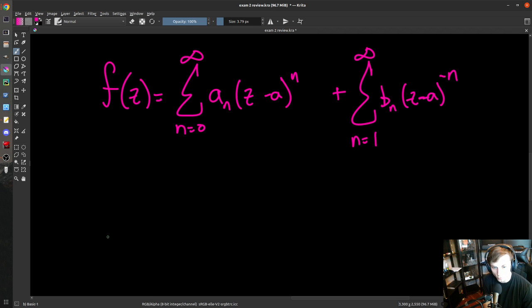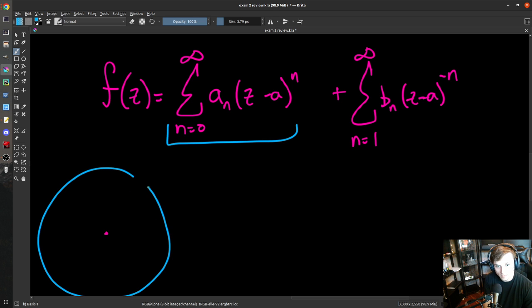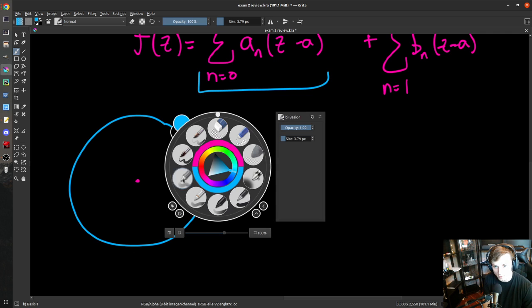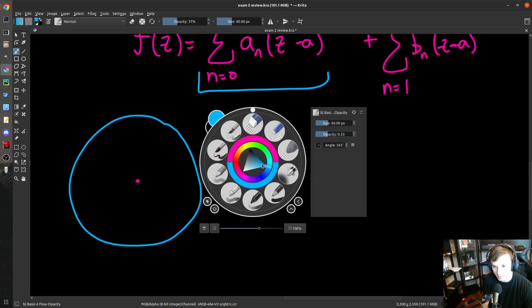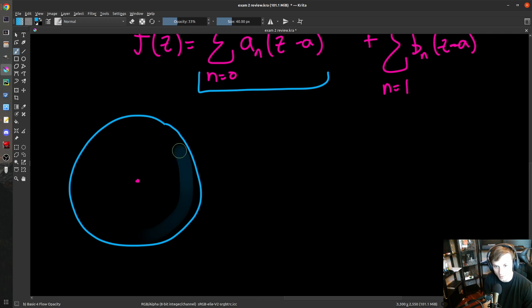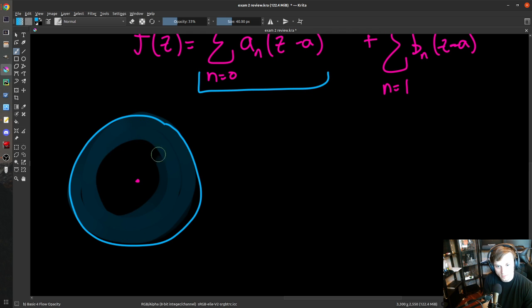Now, how these guys worked is we could grab a point, and for this first part, we would have a disk in which we got convergence. Okay, so I'm going to drop the opacity down on this a little bit. So in this disk, we had convergence and everything was good for this first part.